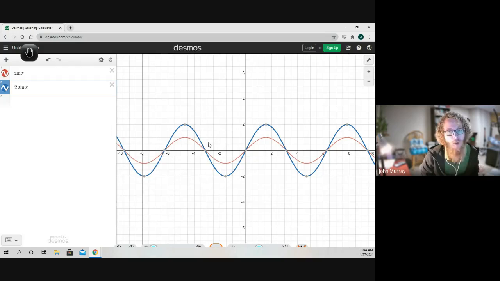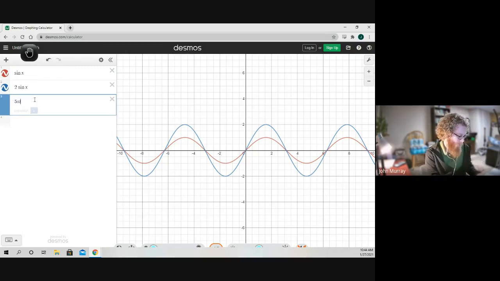Right? So now notice, I didn't change the period. It still has the maximum in the same spot. It still crosses the x-axis. It still has the same zeros. It still has the minimum in the same spot. But now it goes higher. It goes up to 2. It goes down to -2.